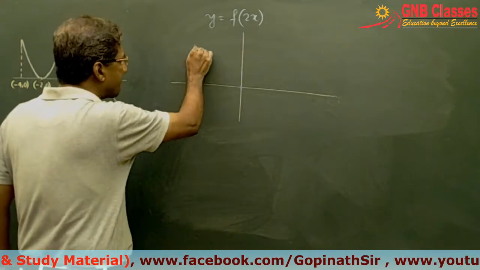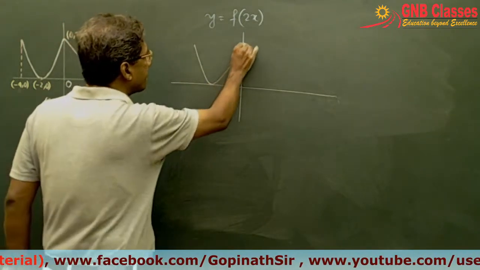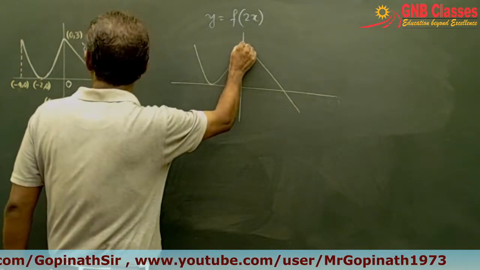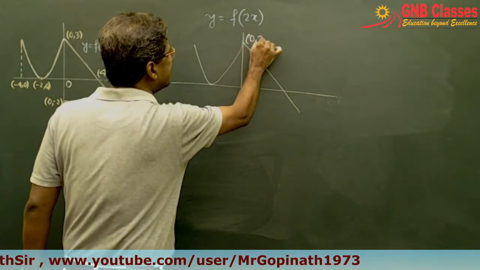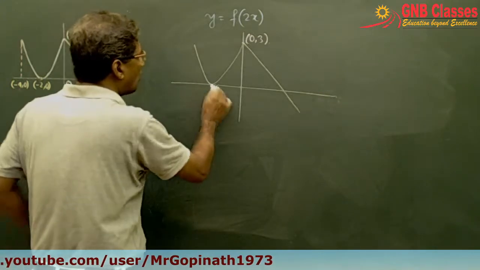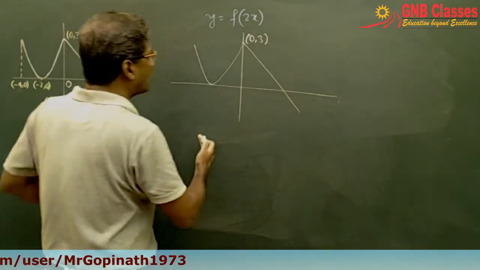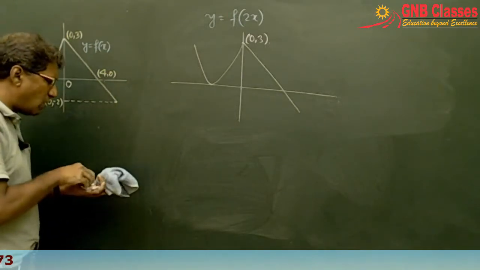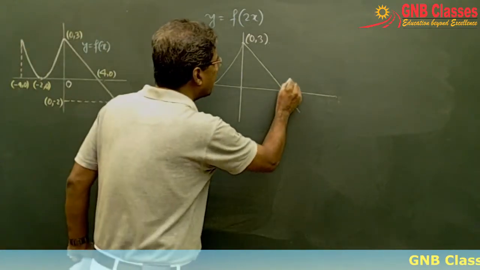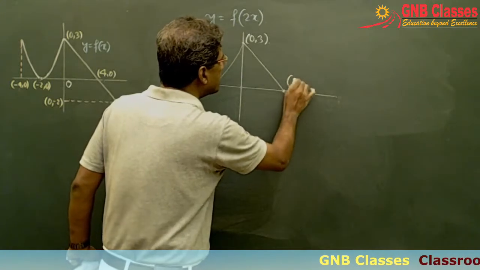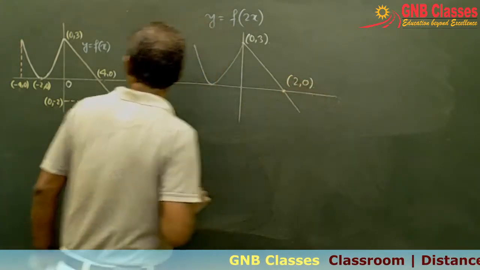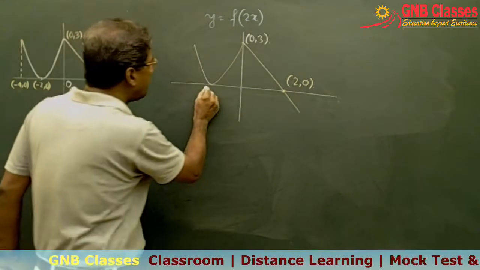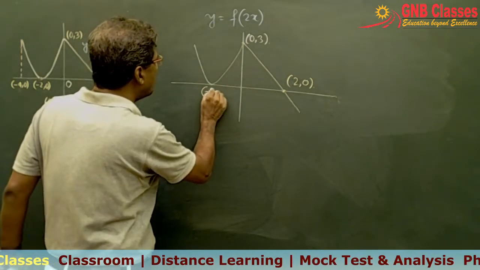Look at it carefully. I have compressed the graph along the x-axis by 2 units. Look at this point, it is (0, 3). It will remain as it is. Now, since you have compressed the graph along the x-axis by 2 units, it was (4, 0). So now this point will become how much? (2, 0). Am I correct? This point will be (2, 0). It was (-2, 0). This point will be contracted to (-1, 0).